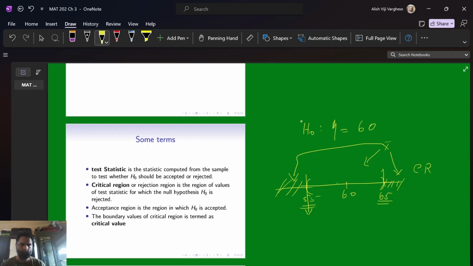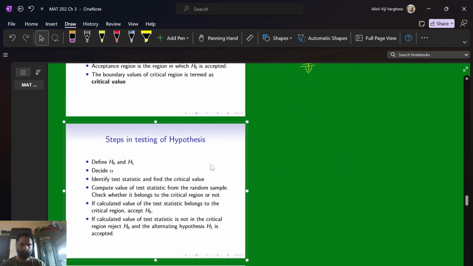But in a formal setup, we find the values of the boundaries of this acceptance region, or the critical values, based on the significance level, which is obtained from the sampling distribution, the nature of our sampling distribution of X bar. Anyway, that's the concept of critical region.